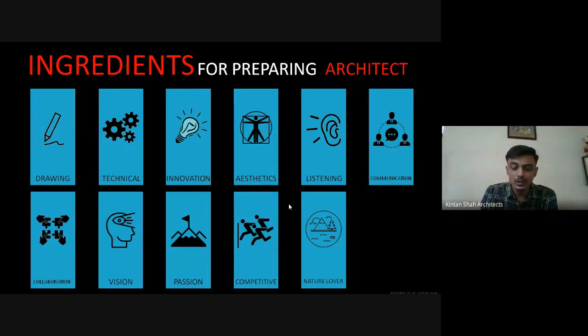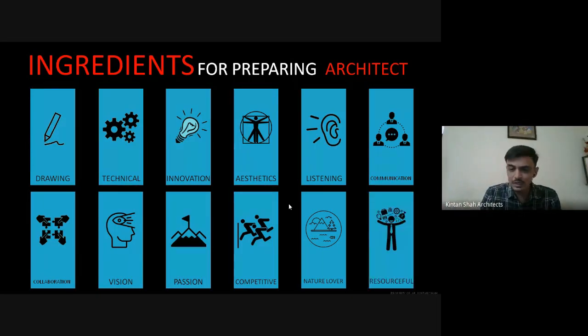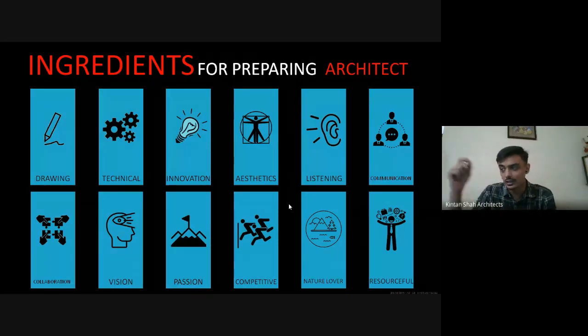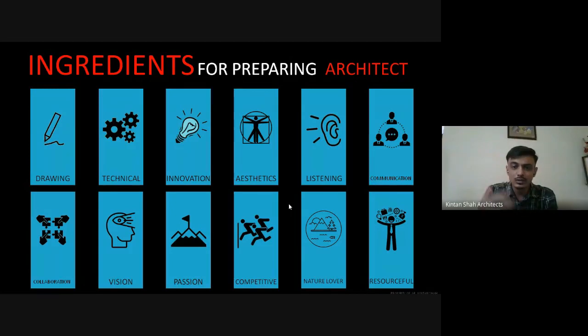So you have got to love the nature around you, which is supporting you in a way. And you have to be resourceful. You have to be resourceful in terms of ideas, in terms of knowledge, in terms of skills that you have. So everywhere you have to have resources. That is the kind of resourcefulness that is needed in us. So these are probably the 12 elements I feel are necessary to shape each architect.